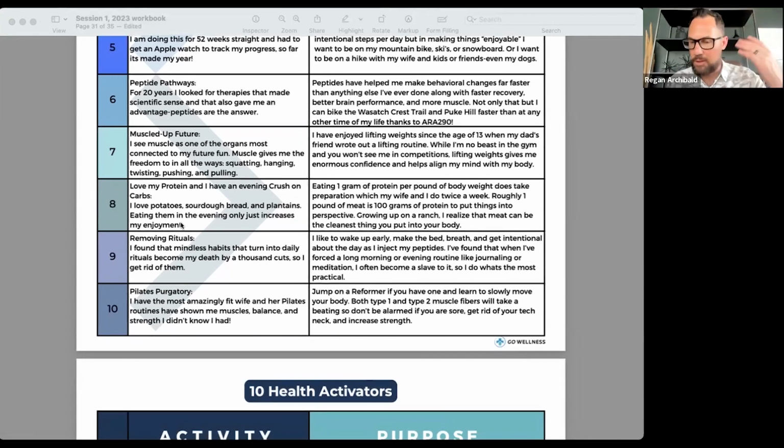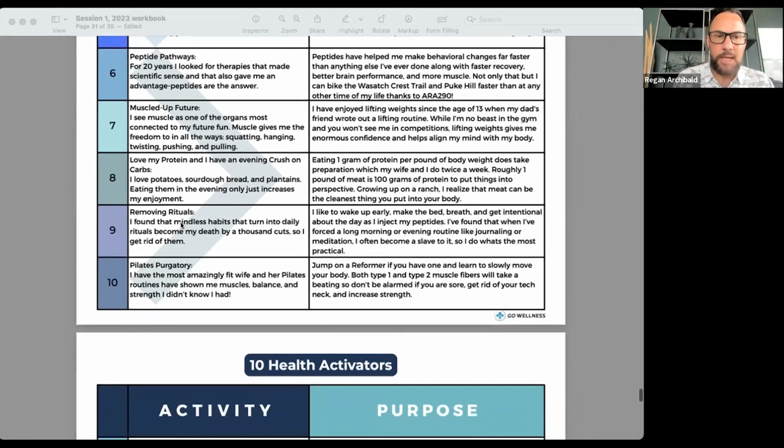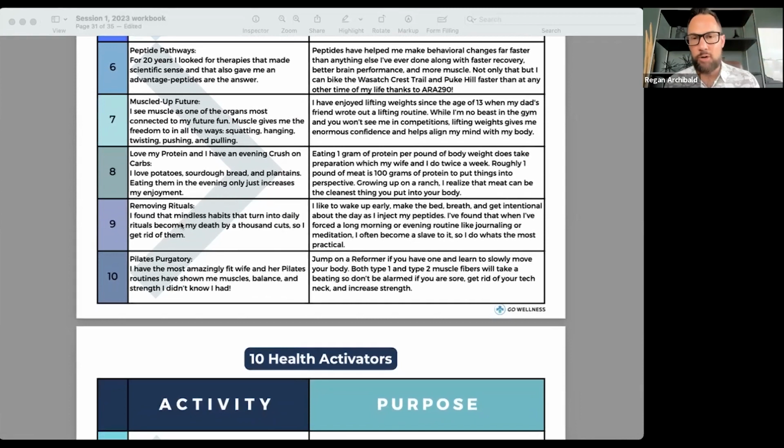And by the way, this could change at any time, and so probably will over the years. I hope it does. Number 9 is removing rituals. This is an odd one because I'm saying, hey, I do all these things and I have these 10 health activators, and then I'm saying one of the health activators is not doing anything. I think it's really important because sometimes rituals can be death by 1,000 cuts. We can get so consumed with needing to do everything that we get nothing done that's meaningful or important.